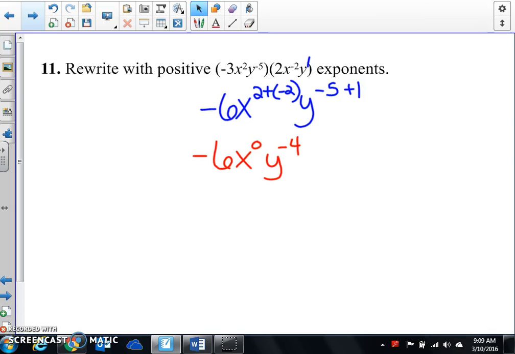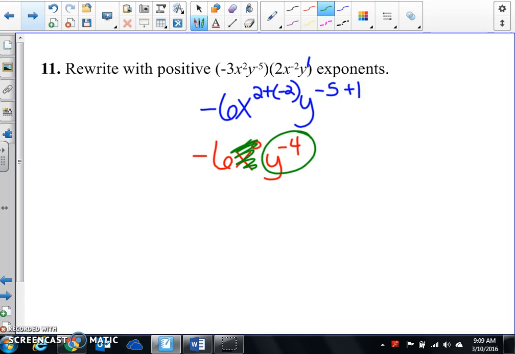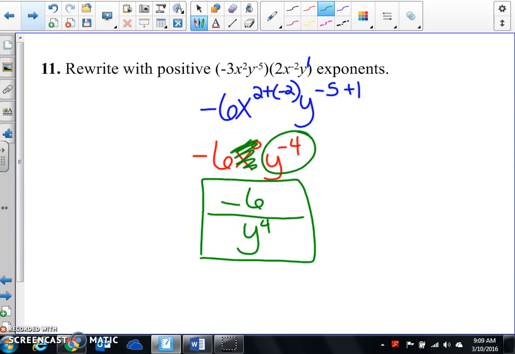Anything to the 0 is just 1. So essentially that goes away. And then I've got to take this one downstairs because it has a negative exponent. Negative 6 over y to the fourth. Remember, you can have negative coefficients all day. That's fine. You just cannot have negative exponents.